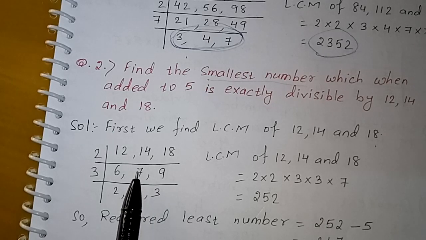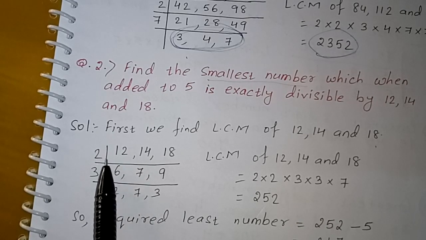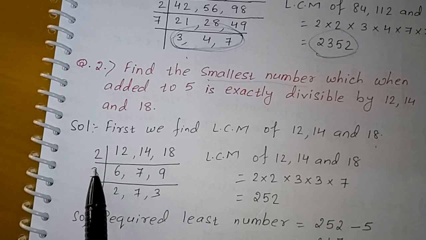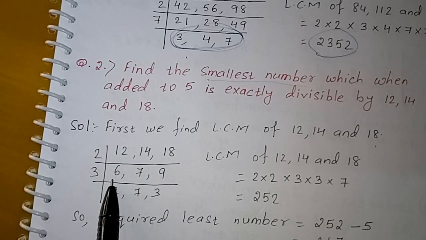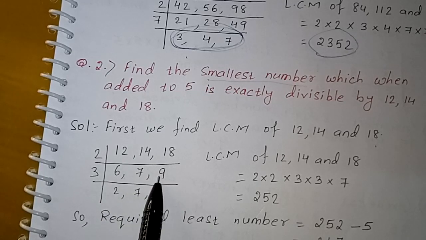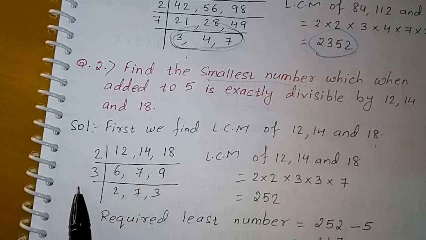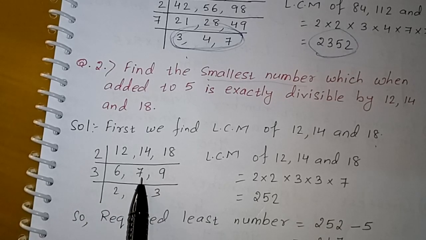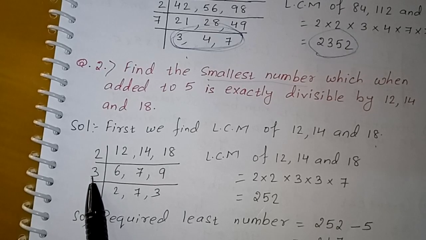Okay, so here I have taken 2. 2 6s are 12, 2 7s are 14, 2 9s are 18. Now here you can see 6 and 9 are divisible by 3. So 3 2s are 6, 3 3s are 9, but 7 is not divisible by 3. So 7 as it is you have to take down. Clear? If any number is not divisible by this prime factor, then that number as it is you have to take down.